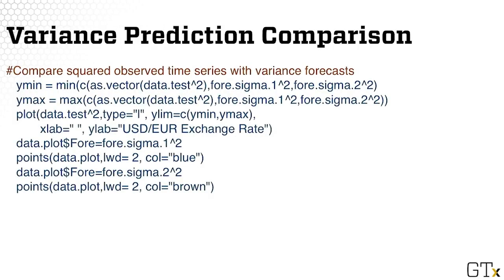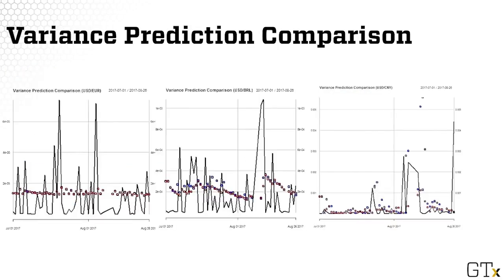Last, we'll take a closer look at the predictions for the volatility. The comparison now is between the squared time series data and the predictions of the conditional variance or volatility. The plots for the three currencies are here. The volatility is not well captured by the forecasted conditional variance for the euro currency, but it is captured much better for the other two currencies, particularly much better for the Chinese yuan.